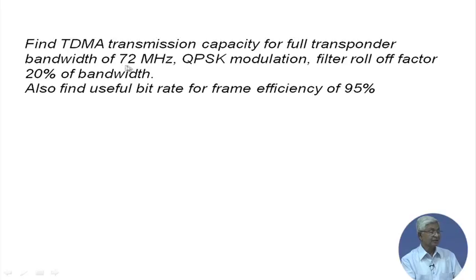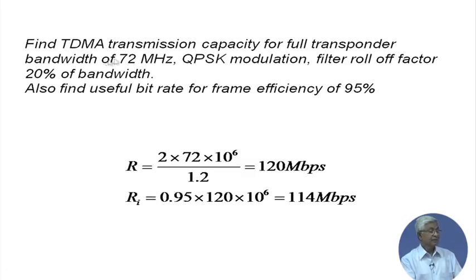This is a much larger transponder. Normally most of the satellites use 36 megahertz, but in some cases where larger bandwidth or larger bit rate communication is going on, Intelsat and some of the satellites support such a wide band transponder, 72 megahertz. Now here the calculation is straightforward.